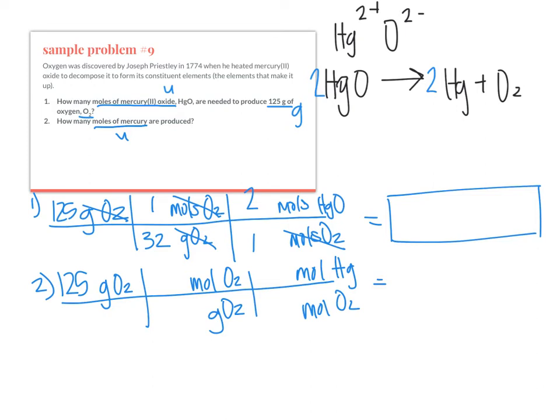Okay. So, again, 32 equals 1 mole of oxygen gas. 1 mole of oxygen gas equals 2 moles of mercury. So just by looking at the setup, it is the same numerical answer, just a different unit. Okay, make sure your units are right, but your number answer will be the same.